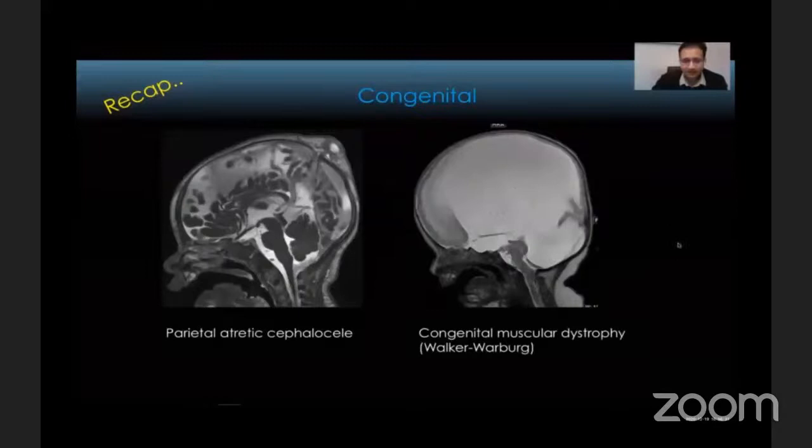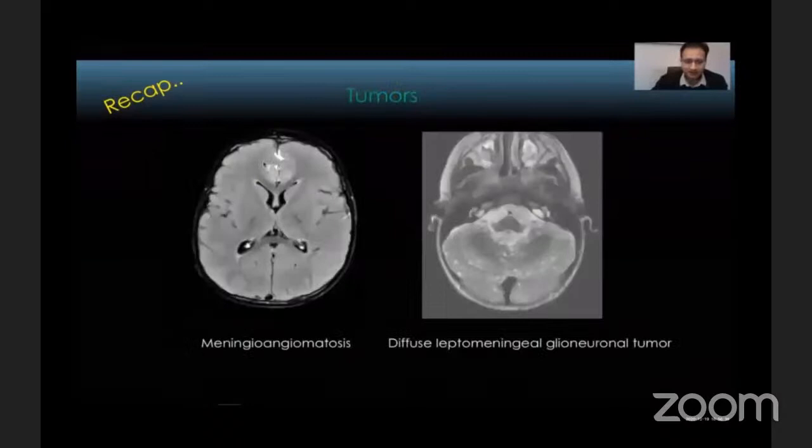And lastly, in the tumor category, we saw meningioangiomatosis, which is a cortically based infiltrative mass with associated leptomeningeal involvement. And we also saw diffuse leptomeningeal glioneuronal tumor, which is a newly described tumor entity, which is characterized by disseminated disease in the brain and spine.